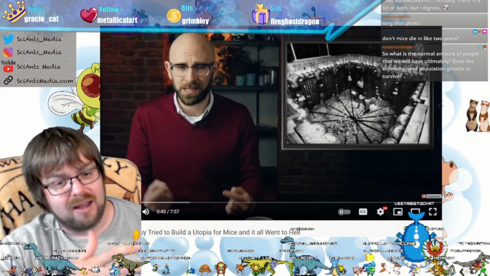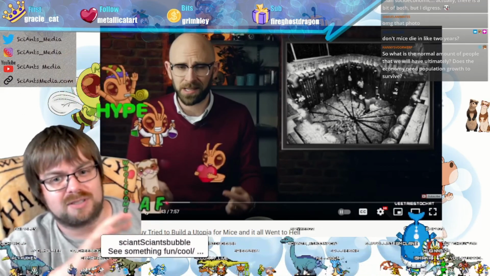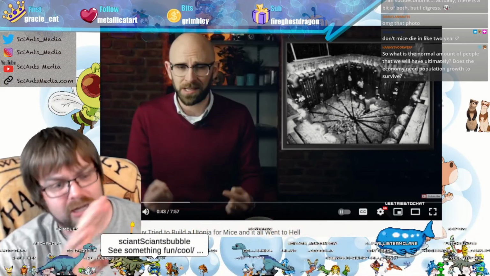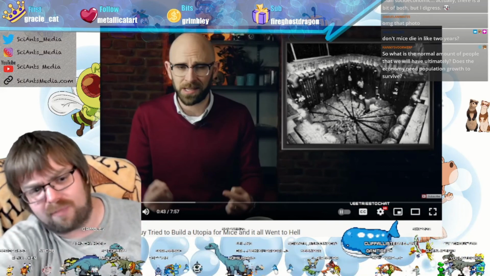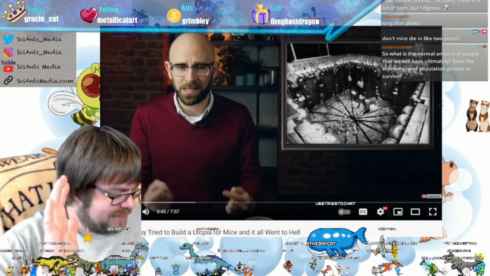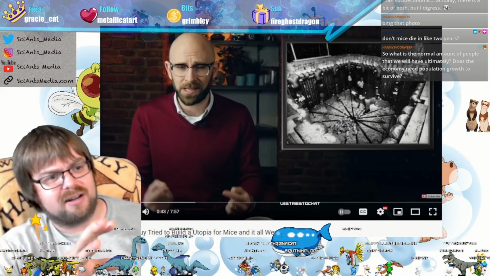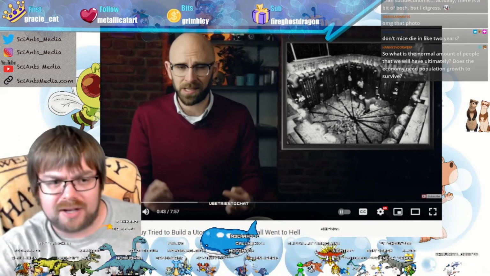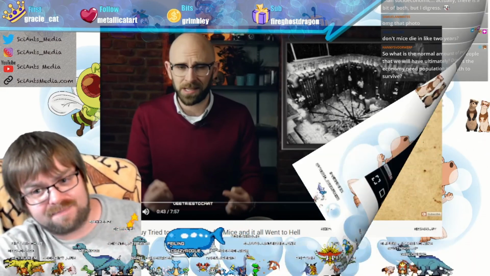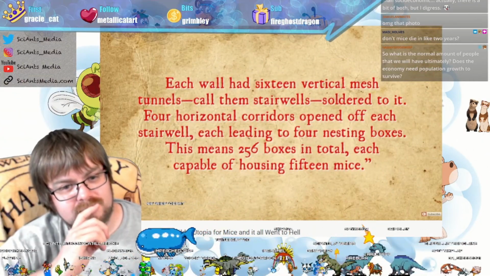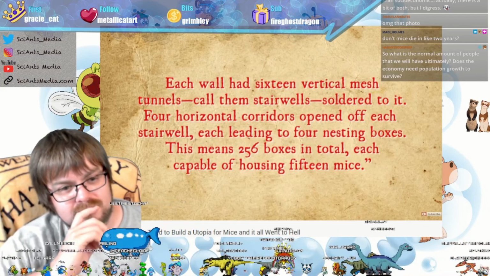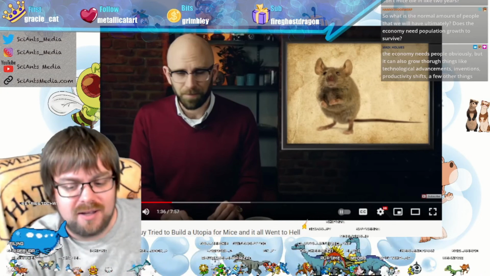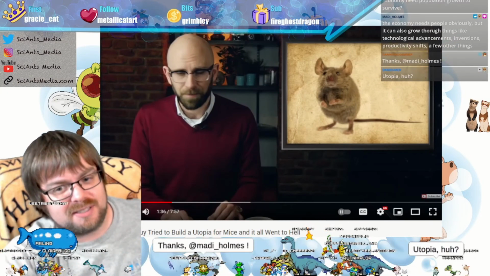The hypothesis was it was going to simulate the planet, where you start off with some individuals and they start breeding like crazy, and then there's an expansion of population, and there's no worry about what you have and what you don't have, because there's no resource scarcity either. This means 256 boxes in total, each capable of holding 15 mice. But yeah, so he had a prediction of how many mice could reliably and well live in this area.